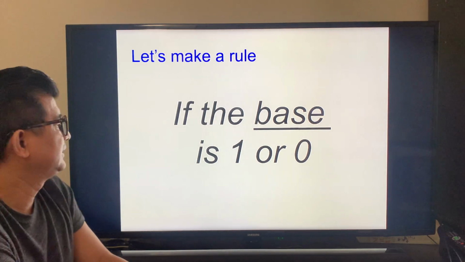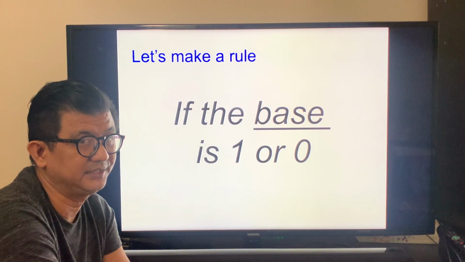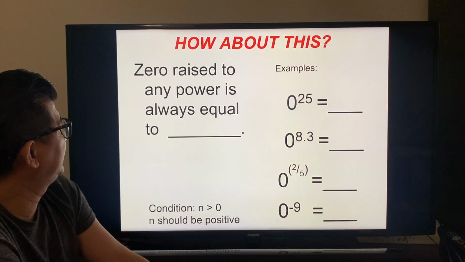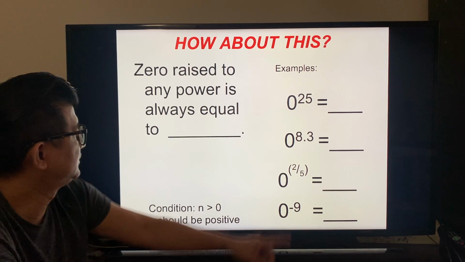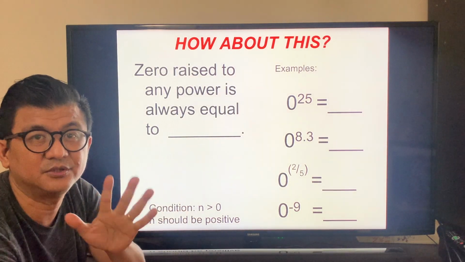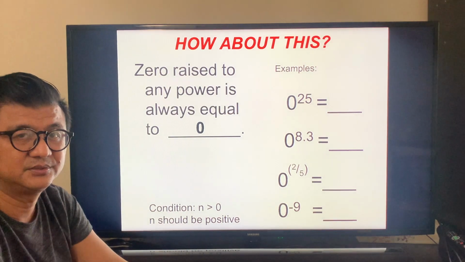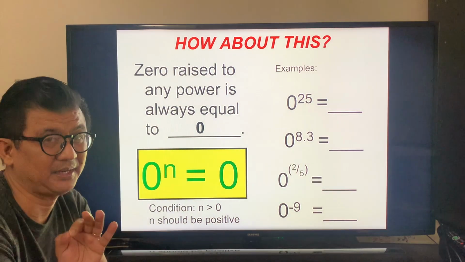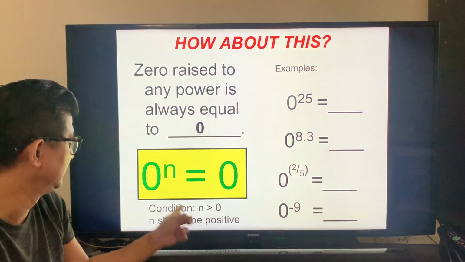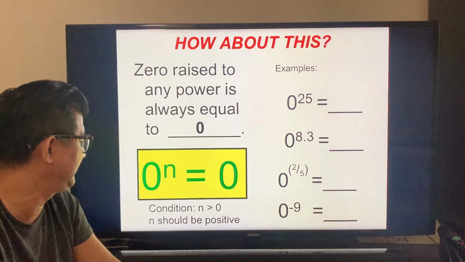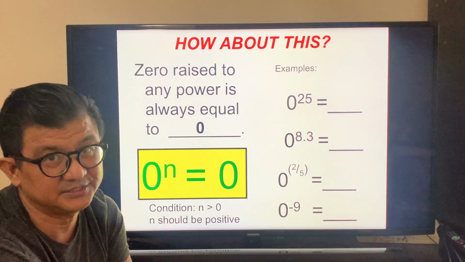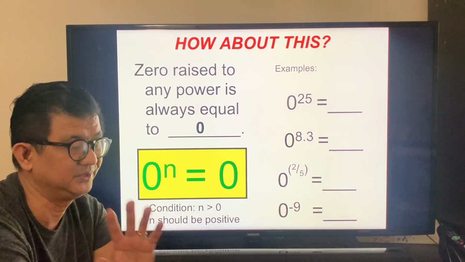Now, let's make a rule. A while ago we were thinking of the exponents, now the base will be the 0 or the 1. How about this? 0 raised to any power is always equal to 0. Like for example, 0 times 0 times 0 times 0 is always what? 0. Check that out. 0 raised to any power, any exponent is equal to 0 still. But there's a note. Condition: n should be greater than 0, meaning that the exponent should be positive. If that exponent becomes a negative, that's a different case. We'll study a negative exponent for 0 later on.